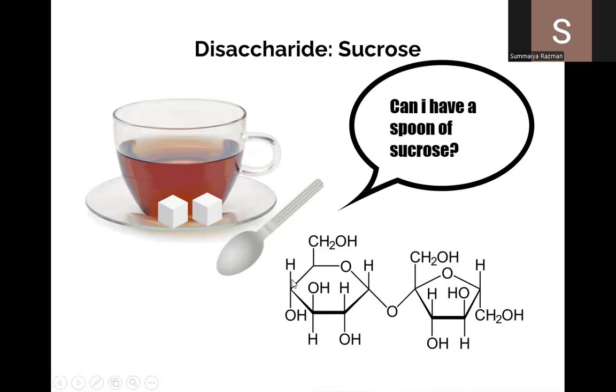If we were to join these monosaccharides together, we would get a disaccharide, an example being sucrose, which is how we use it in our tea, right? So maybe after this, you can say, can I have a spoon of sucrose, instead of just saying sugar.